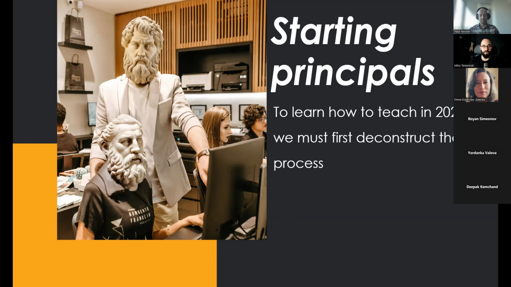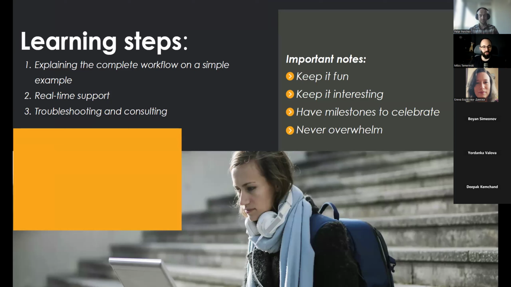Here I have an example where we would have a student and a teacher. They would be sitting side by side. The teacher is very experienced, very knowledgeable, and then the teacher would start explaining the process on a fun and simple project or example, and the student would just follow along. So that would be the first step. The teacher would show on something simple, the student would follow.